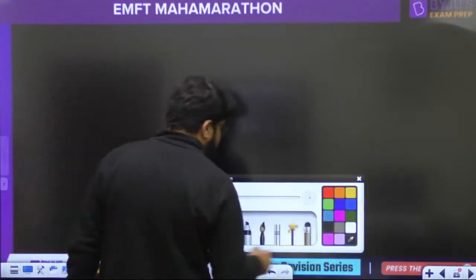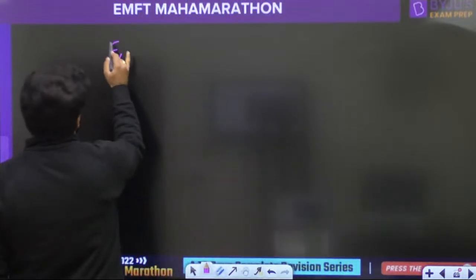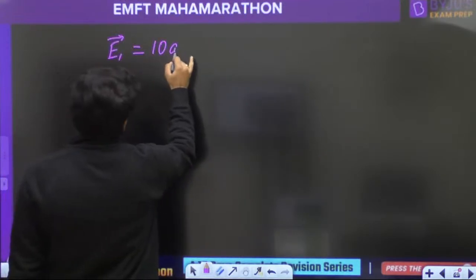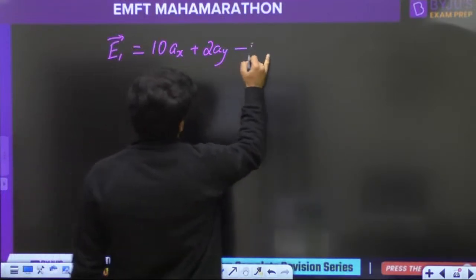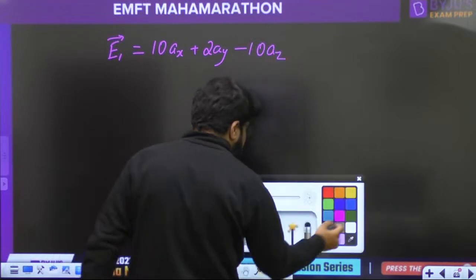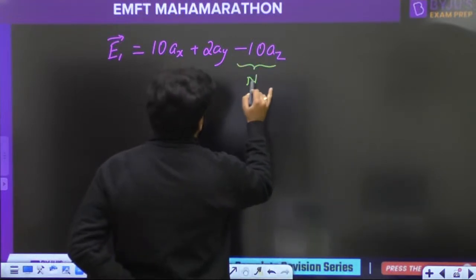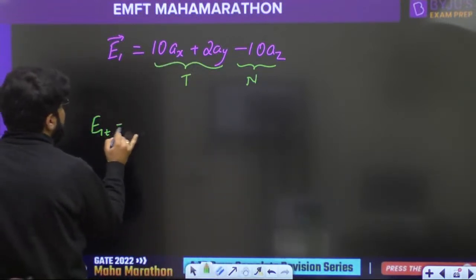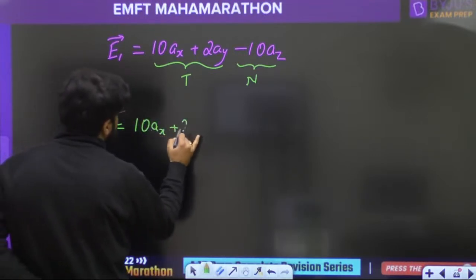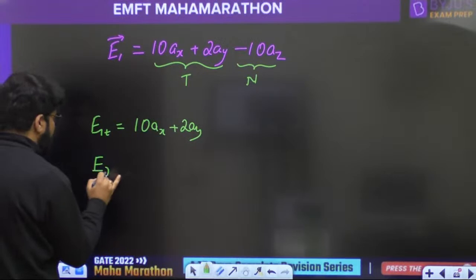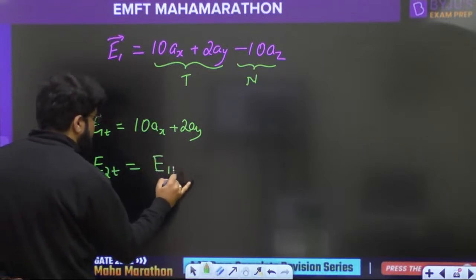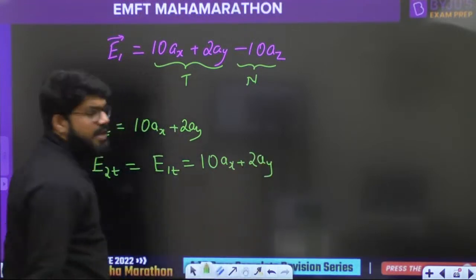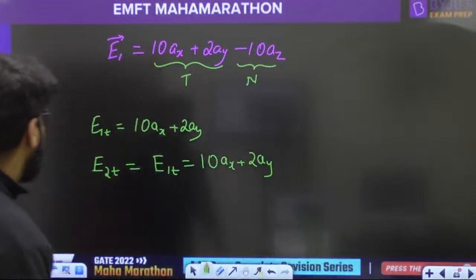So pay attention here. My electric field E1 is 10, 2, minus 10. Out of which, this is the normal component and this part is the tangential component. So what is E1T? It is 10ax plus 2ay. What is E2T? According to the boundary condition, E2T is directly equal to E1T. The tangential component is continuous across the boundary, so that is 10ax plus 2ay, no change in this.